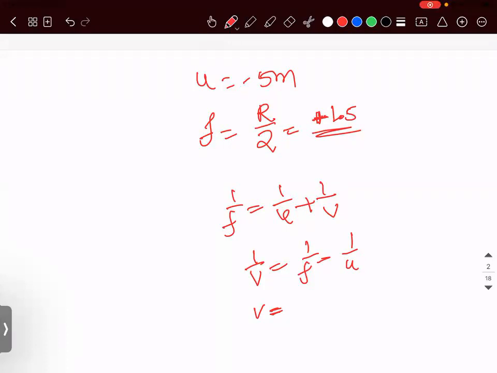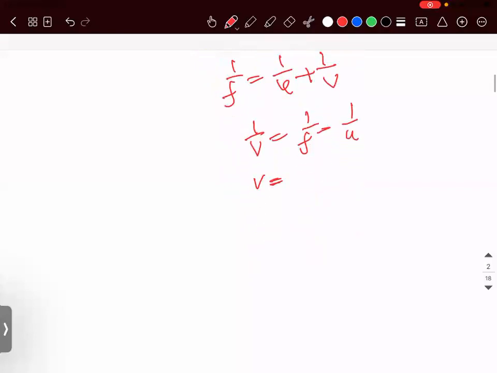13 by 15 is 1.1. That is 1 by v, right? So to get v you need to put it upside down, denominator. 15 by 13 is so much. 15 by 13. So here v is 15 by 13.